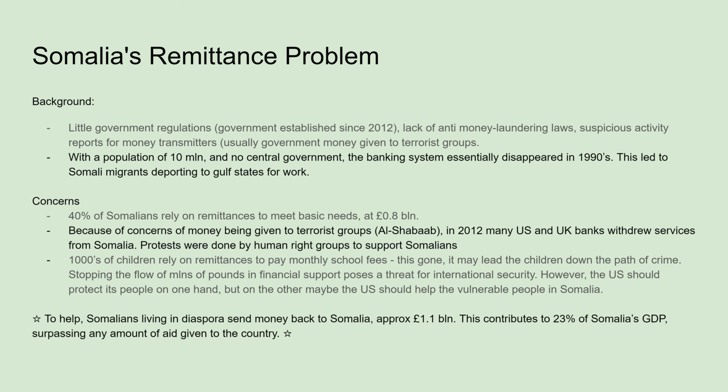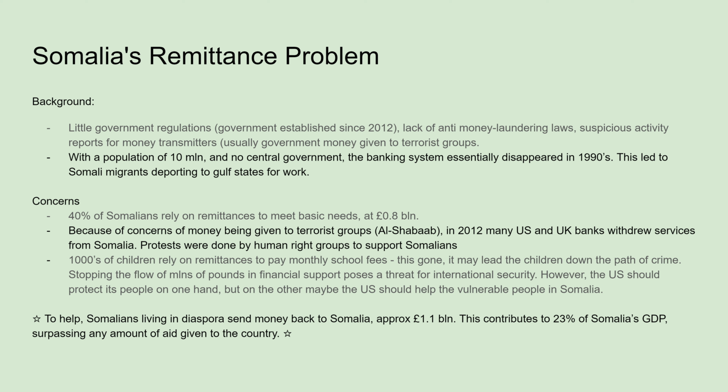Thousands of children rely on remittances to pay for monthly school fees. With this gone, it may lead to children down the path of crime. Stopping the flow of millions of pounds in financial support posed a threat for international security. However, the US should protect its people on one hand, but on the other, maybe the US should help the vulnerable people in Somalia. But then again, to counter that, maybe it shouldn't be the US's responsibility, though it's a very iffy argument here.